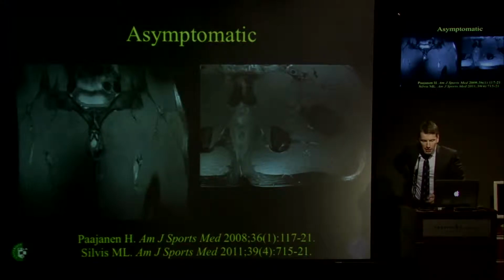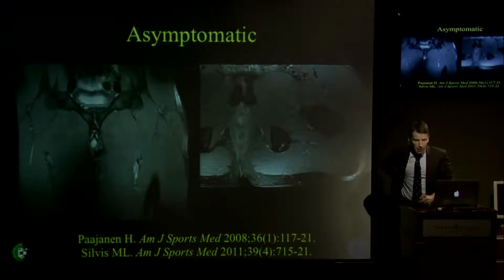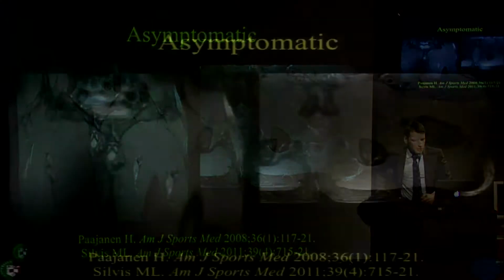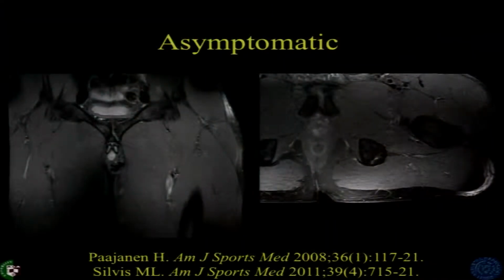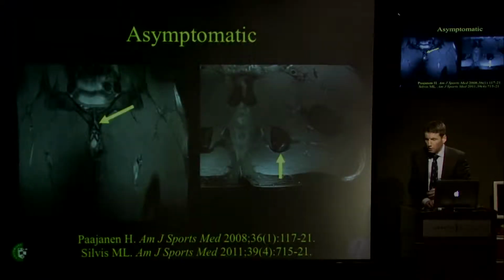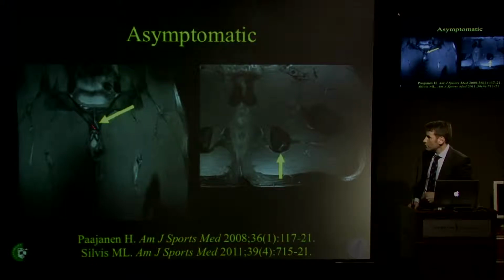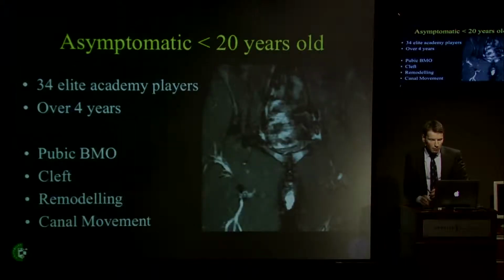What about asymptomatics? Again, I'll briefly touch on this, and I'll just show you what our experience is. This is an athlete who came for a hamstring origin assessment, and you can see that they also have a left-sided cleft, and they're completely asymptomatic.